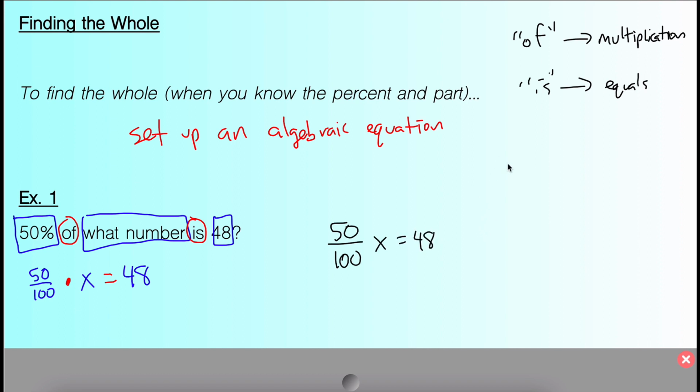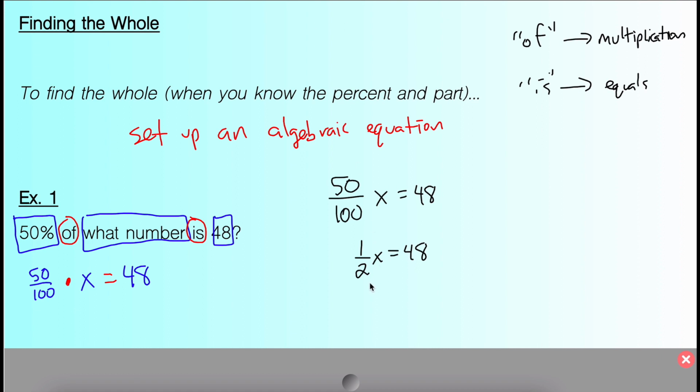This is a one-step equation that you could solve pretty easily. If you forget how to do this, I'll do it right now for you. The first thing I would do is I would simplify 50 100ths because the smaller the fraction, the easier it is to deal with. I'm going to make 50 100ths simplified to 1/2. So 1/2 x equals 48. And what's the inverse of 1/2 times x? I'm going to divide. My inverse operation is to divide by 1/2.